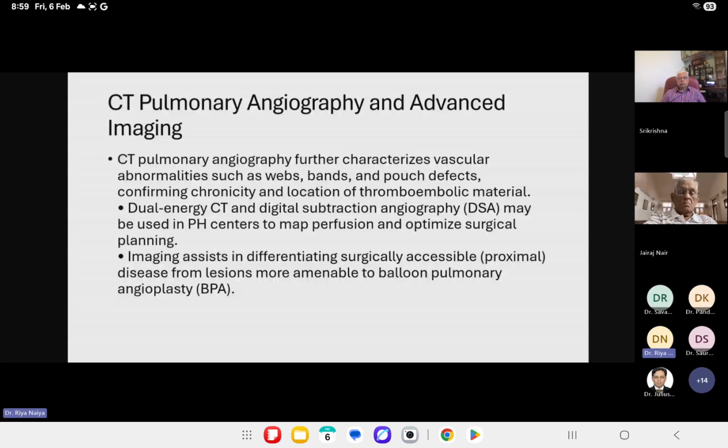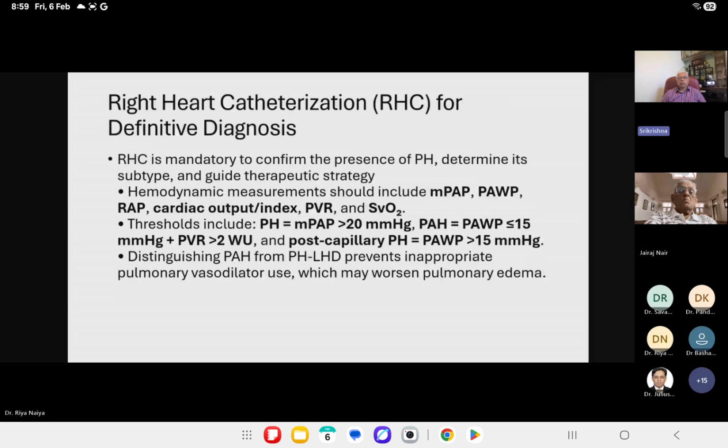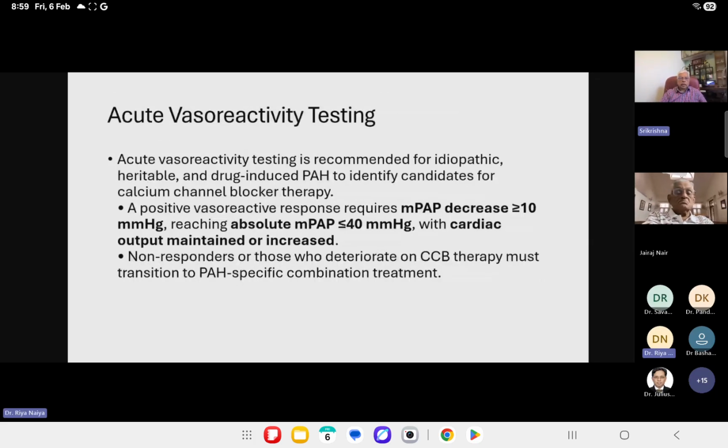Sir, which slide are we at, sir? Right. No, we are on CT pulmonary angio. Is it okay now, sir? No. I can't see right heart catheterization. Yeah. Correct slide, sir. Right heart catheterization.